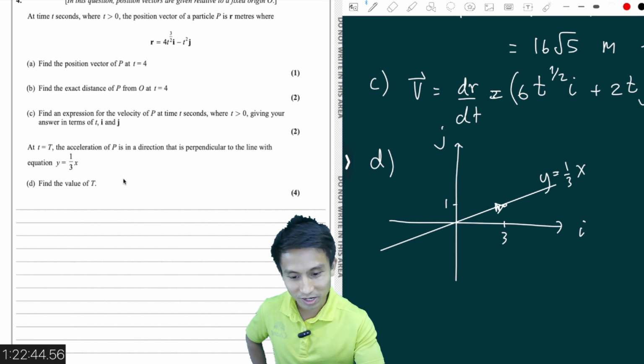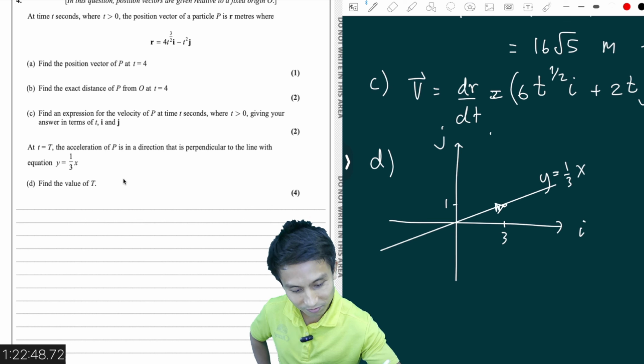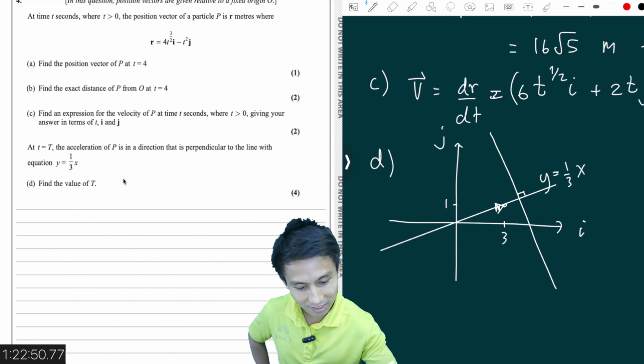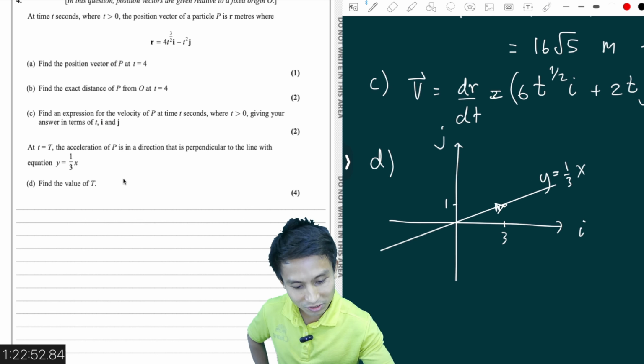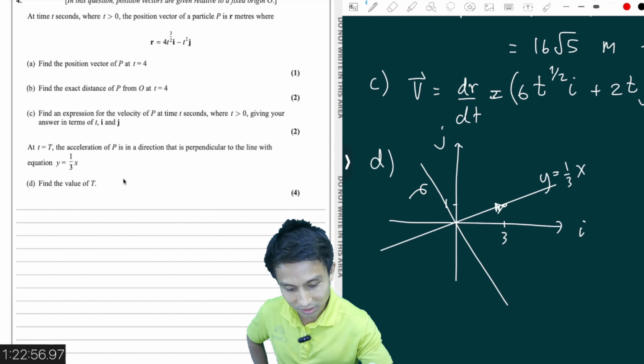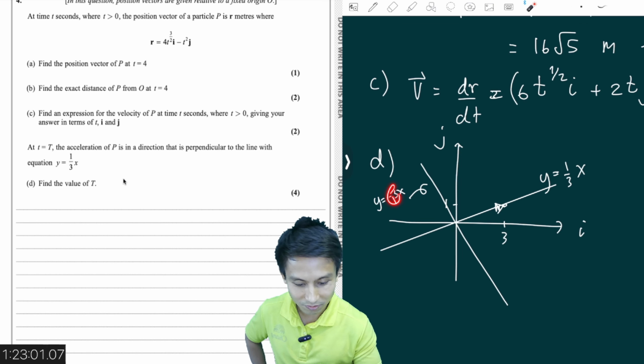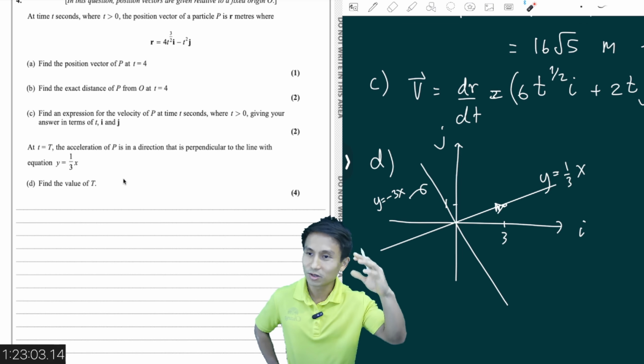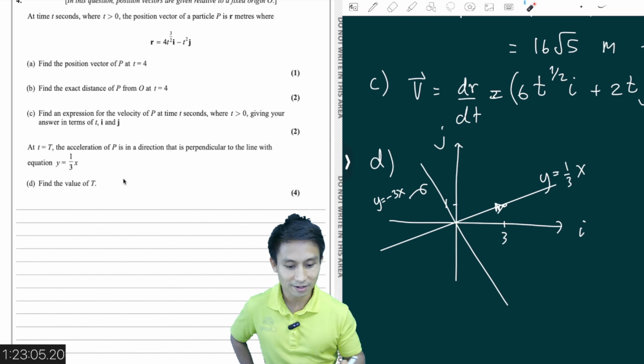This is the equation, y equals 1/3 x. So we want the equation that is perpendicular to this. Let me just make it at the origin for simplicity. So that's going to be y equals minus 3x, because you need to multiply the gradients to get -1, or you flip the fraction and put a minus sign.